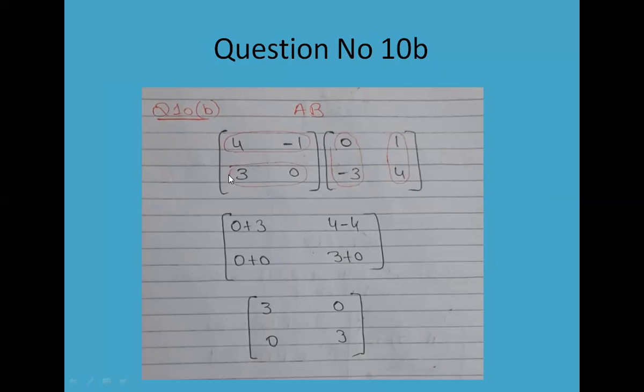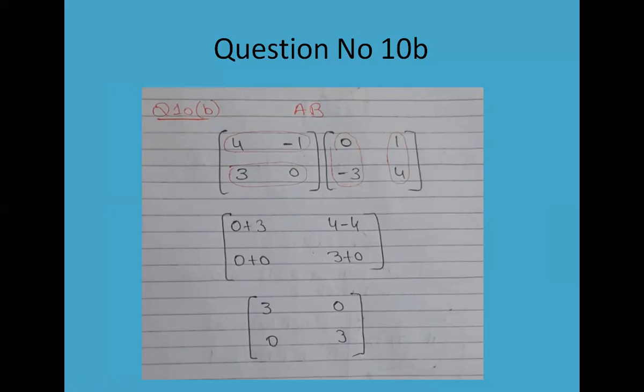So 0 plus 0. Then this second row will multiply with the second column. So you will have 3 multiply 1, it will be 3, plus 0 multiply 4, it will be 0. So you will have 0 plus 3, it is 3; 4 minus 4, that's 0; 0 plus 0, that's 0; 3 plus 0, that will be 3. So this is how you will find the product of the matrix A and the matrix B.